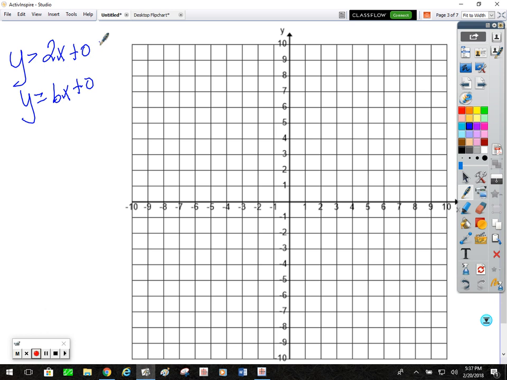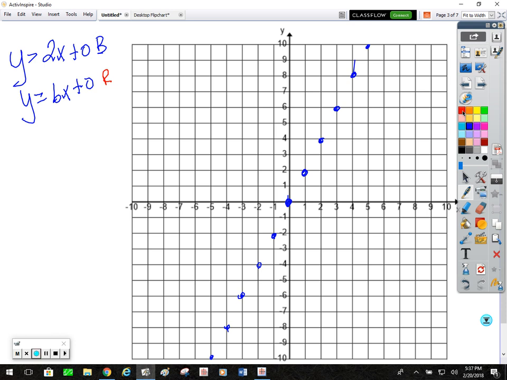Let's see. I'm going to do this one in blue, and we'll do this one in red. Blue is, so I'll start at 0, up 2 over 1, up 2 over 1, up 2 over 1, all the way across my board until I run out of room. Then we go back the other way. Down 2 over 1, down 2 over 1, down 2 over 1.